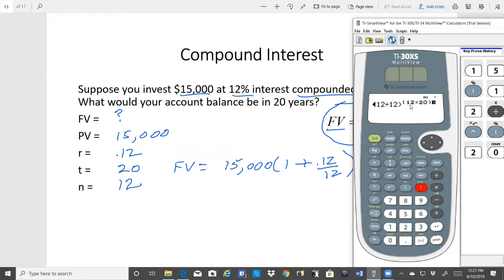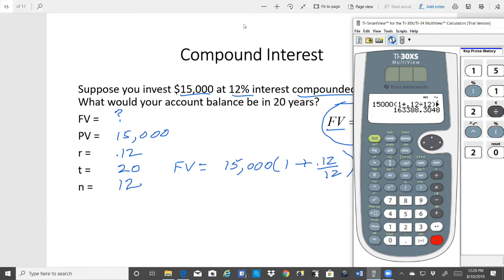Of course, this is going to end up being $240, and then hit the right arrow to bring the cursor down, and then hit enter. And you get $163,388, and rounded off to the nearest cent would be 30 cents.